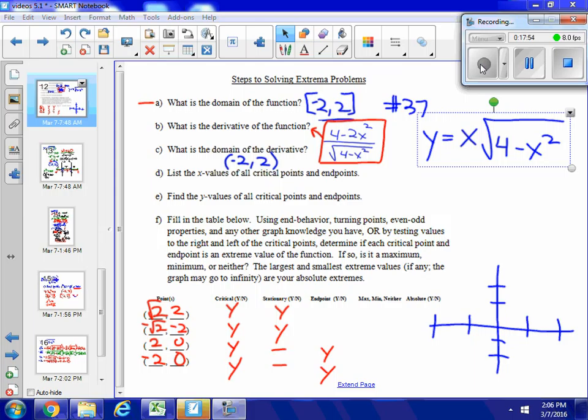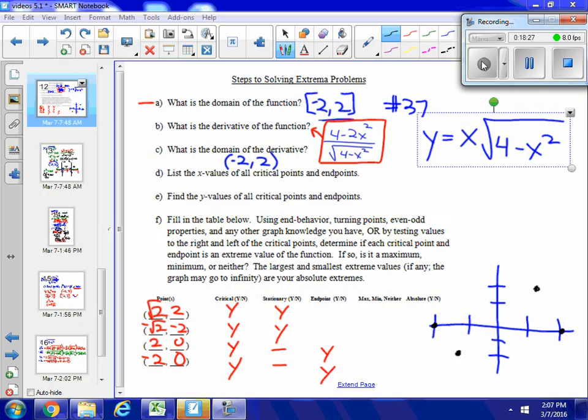So I made myself a little graph here just so I can visualize what's going on. So I have the point radical 2, 2. So radical 2 is about 1.4, and that's going to be at 2. And I have negative radical 2, negative 2, so I'm going to have a point right there. And then I'm going to have a point at 2, 0, and I'm going to have another point at negative 2, 0.